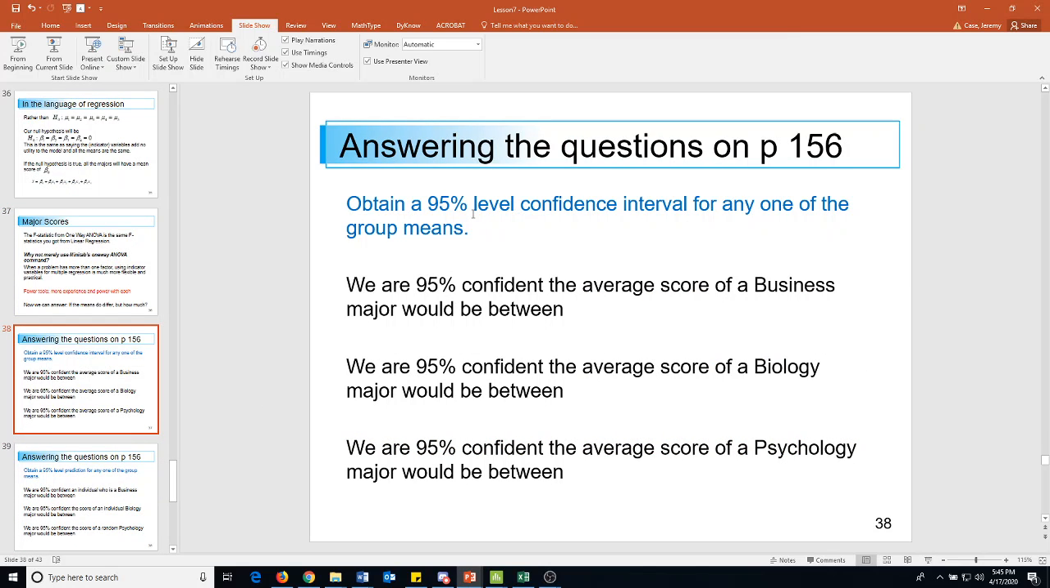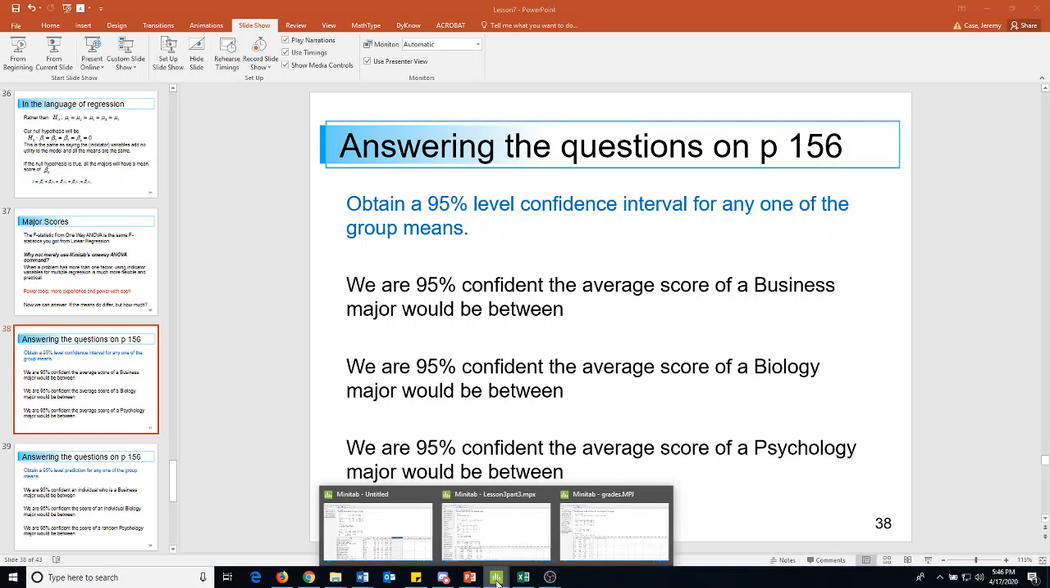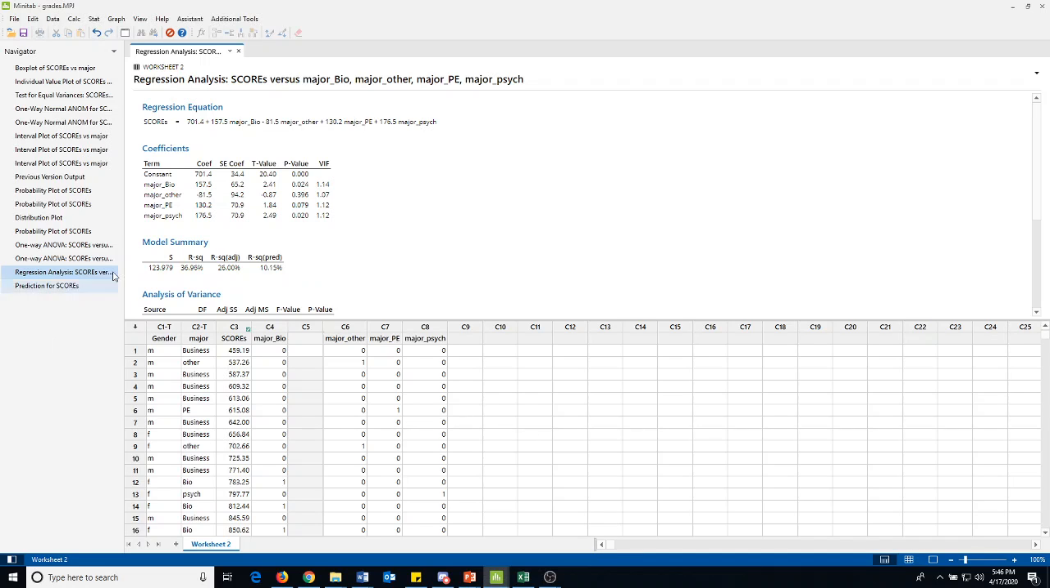Let's obtain a 95% confidence interval for any one of the group means. Let's say 95% confidence for the average score of a business major, or maybe a biology major or a psychology major. Let's go ahead and move to Minitab, and let's show how you do that.